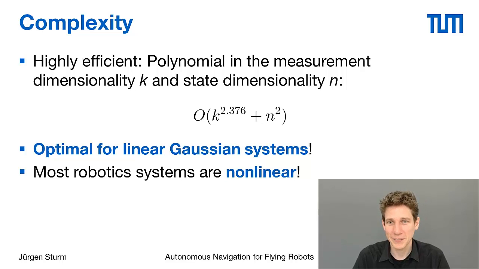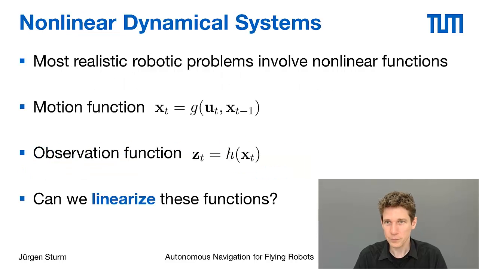The only problem is that most robotic systems actually are, of course, nonlinear, right? So it's hard to specify this very simple linear transformation matrix for the state or for the sensor. But now let's look at how to deal with that nevertheless.